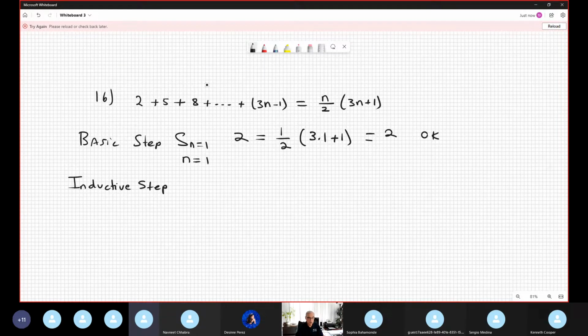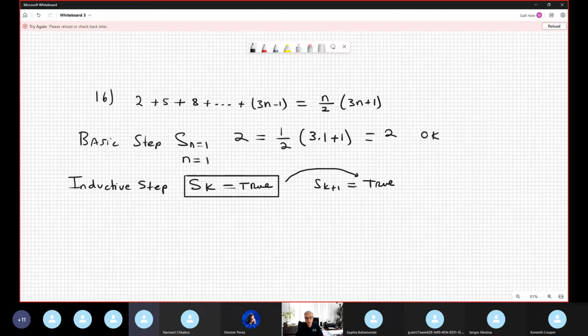Under the supposition that S sub k is true, you will be able to prove that the next is true. You assume this, so you will be able to prove that, under the assumption that this is true, it implies somehow that this is true, and this process continues forever. This is the idea. This is easy.